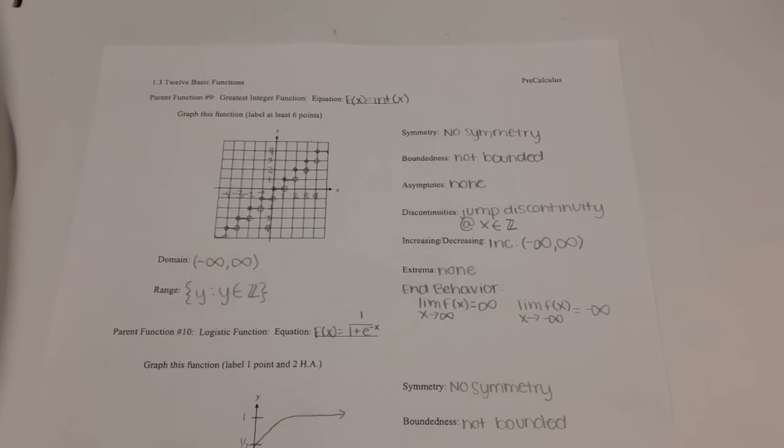The function f of x equals the integer part of x is the greatest integer function. The domain is negative infinity to positive infinity, and the range is y such that y is an element of Z. It has no symmetry, and the function is not bounded, as well as not having any asymptotes. It has jump discontinuity at x is an element of Z. It increases from negative infinity to infinity, and there are no extrema. The limit of the function as x approaches infinity is infinity. The limit of the function as x approaches negative infinity is negative infinity.